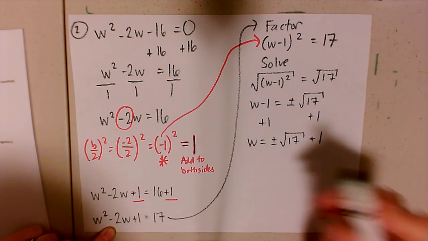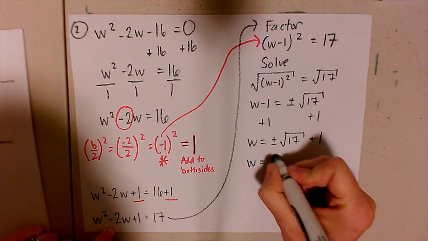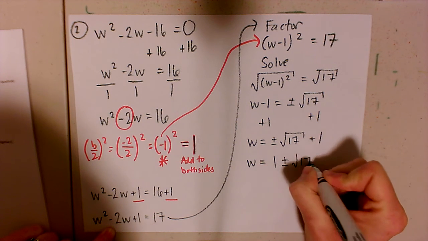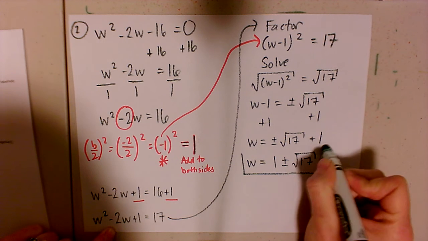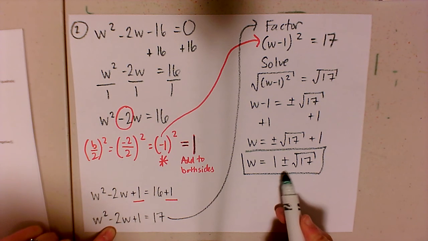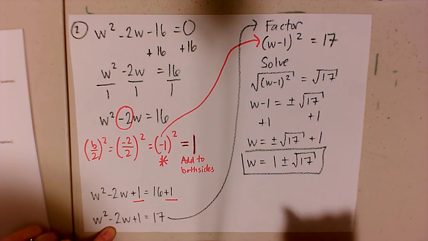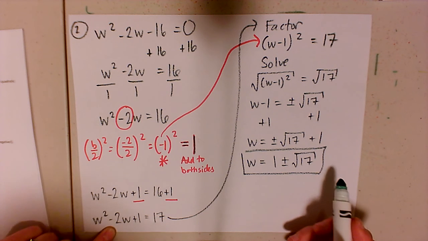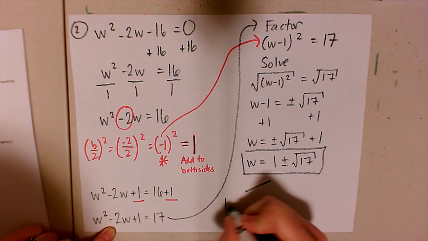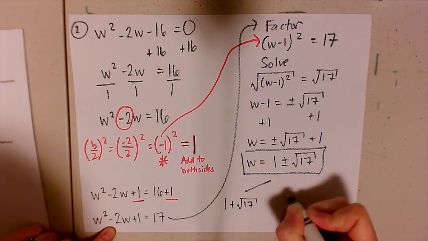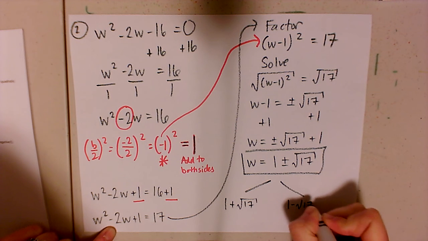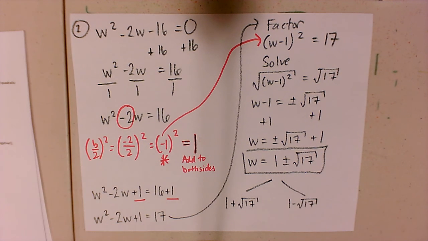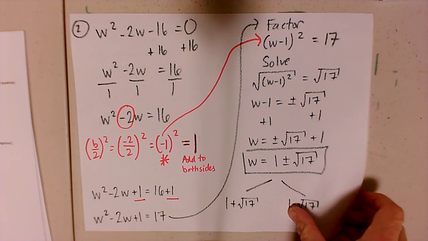Well, I would really like to write this answer with my 1 first, so I'm going to rewrite it as w is 1 plus or minus root 17. Okay? So that's your answer there. And then this plus or minus makes it count for 2 answers. And so writing it this way is kind of the shortcut for writing 2 answers at once. But what this means is 1 plus root 17 and 1 minus root 17. Alright, so those are your 2 answers, and then we can shorten it and write them all together with the plus or minus sign. Alright, let's take a look at number 3.